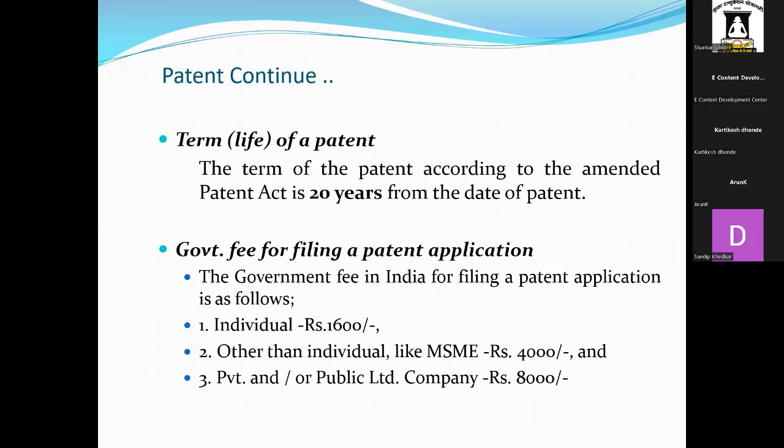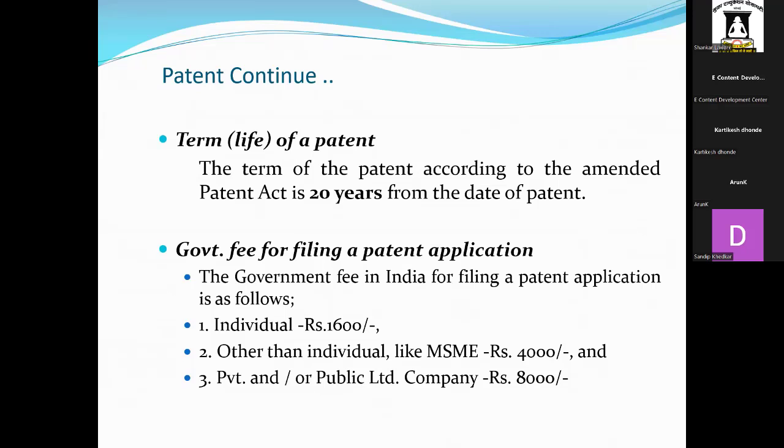The term of the patent is 20 years, I told you. So the term of a patent according to the amended Patent Act 2005 is 20 years from the date of patent, and its renewal is mandatory every year. Otherwise the patent will cease and be transferred to the public domain. So what is the public domain? Other persons can use it without your consent.